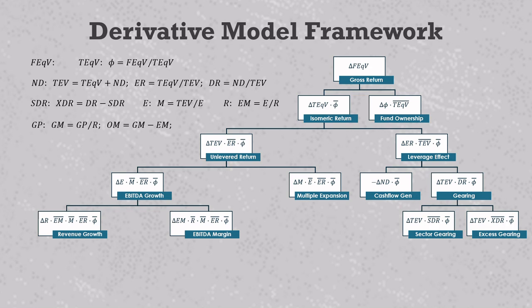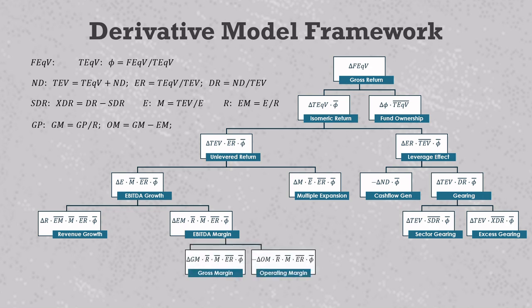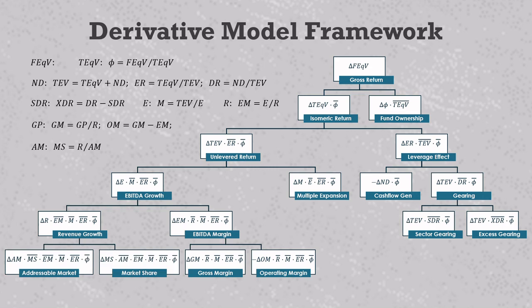This is just equal to GM minus EM, and the margins allow us to calculate equity value creation driven by gross margin expansion and operating margin reduction. Next, if we have a good measurement of a company's addressable market, AM, we can use it to calculate market share and measure the equity value creation driven by addressable market growth and market share growth.